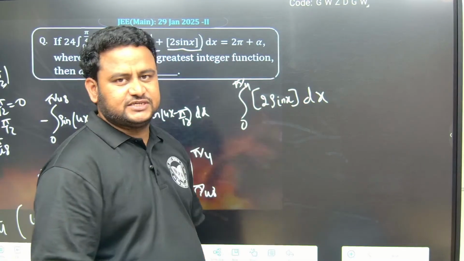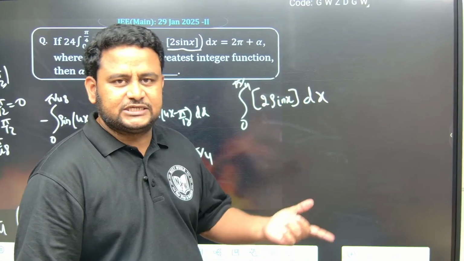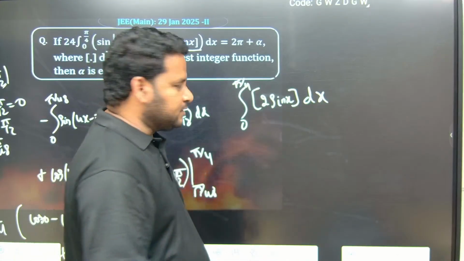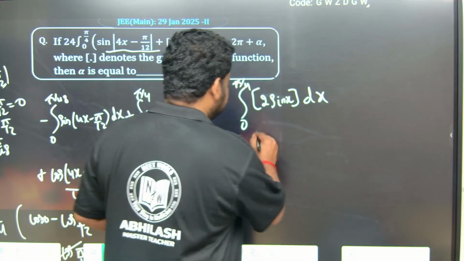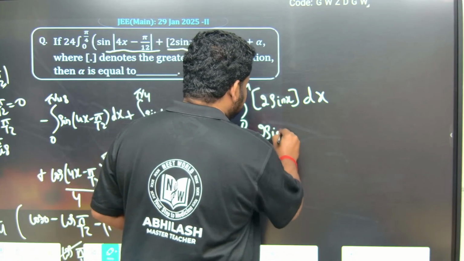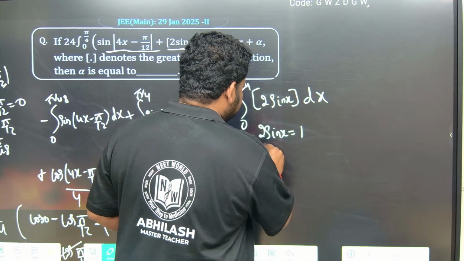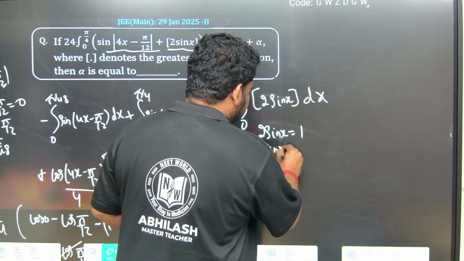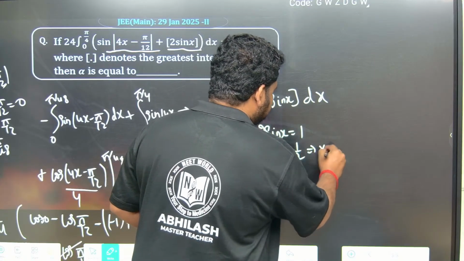After 0, what is the first integral value? That is 1. After that it is 2, but I cannot take 2 because it is outside the bound. So I can take 2 sin x is equal to 1. So this will be equal to what? Sin x will be equal to half. So that implies x is equal to pi by 6.